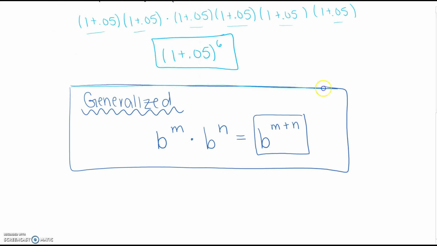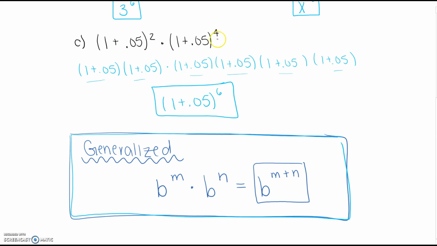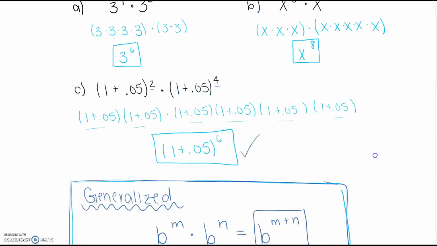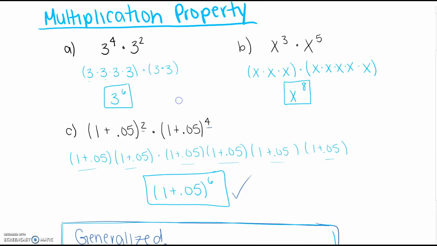Okay. And if we go back to the examples, it makes sense, right? So going back up, okay, what's 4 plus 2? 6. So, works here. 3 to the 4th times 3 to the 2nd. 4 plus 2 is 6. X to the 3rd times x to the 5th. 3 plus 5 is 8.